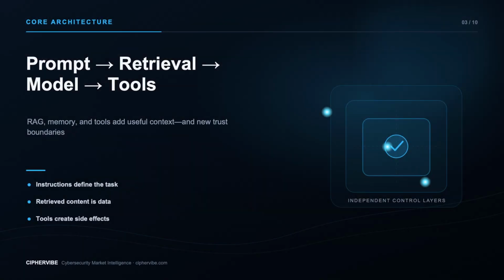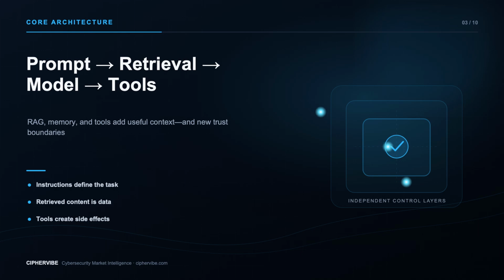A basic chatbot receives instructions and user text, then predicts an output. An agent adds a loop. It may retrieve documents, consult memory, plan steps, call tools, observe results, and continue until it reaches a goal. Retrieval Augmented Generation, or RAG, can ground an answer in indexed content. Memory can preserve useful preferences or prior state. Tools can read a ticket, draft an email, query a database, or update a record. Each capability also creates a boundary.